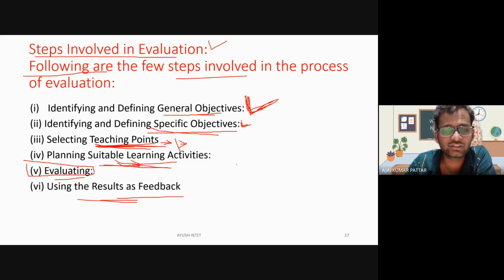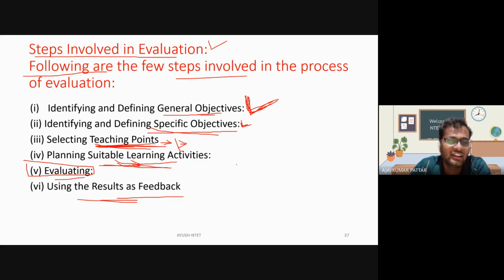Evaluation में generally ये होता है ना, objectives, general objectives, specific objective, teaching points, learning activities क्या क्या किया है, इस सारे के ऊपर evaluation होता है. The result, whatever result comes, that is used as a feedback. That is the feedback. What is the evaluation? Whether this institution is doing good or not. That is the feedback. Or whether this teacher is doing good or not. That is the ultimate. That result we will use as a feedback. That is the concept. Just you have to remember the steps involved.